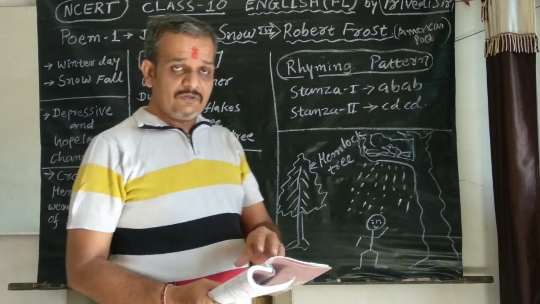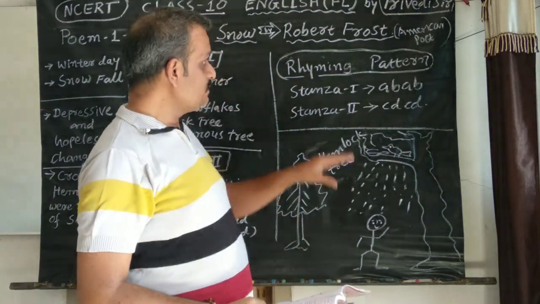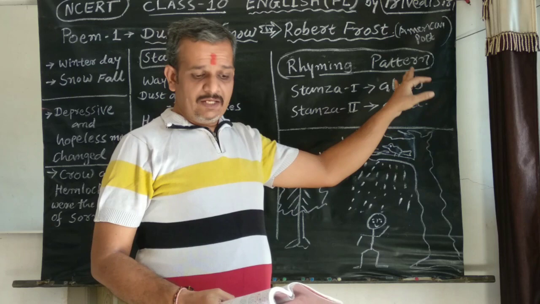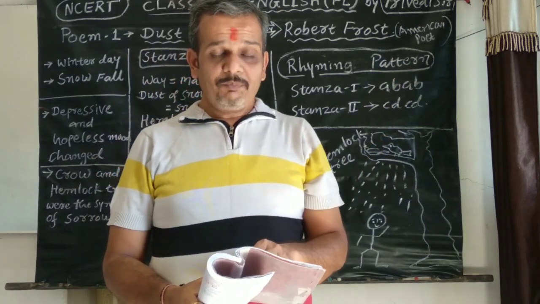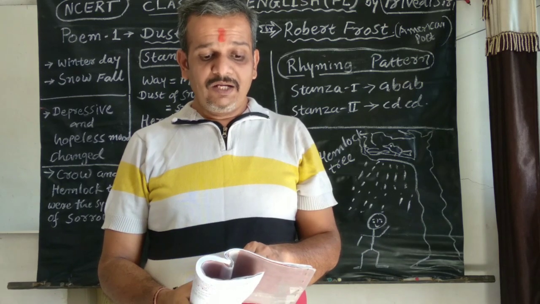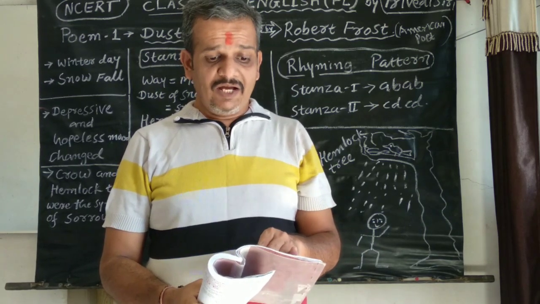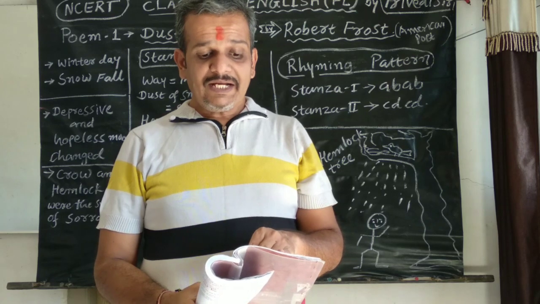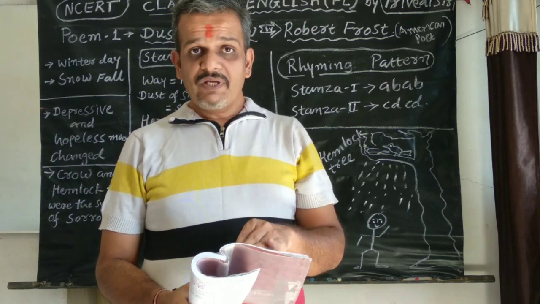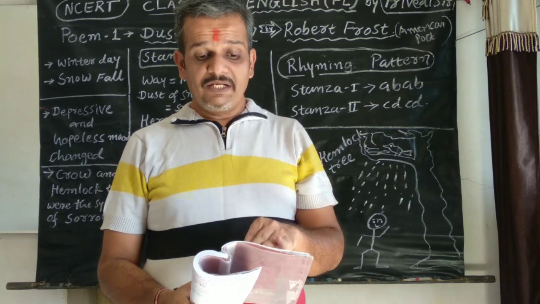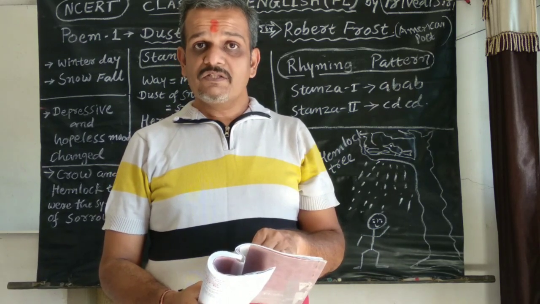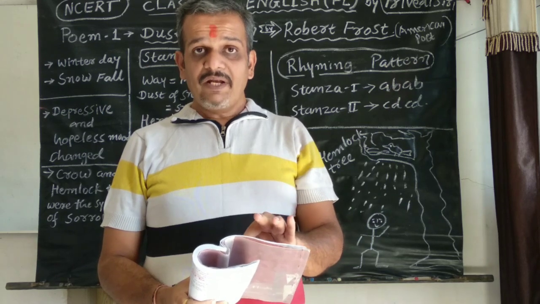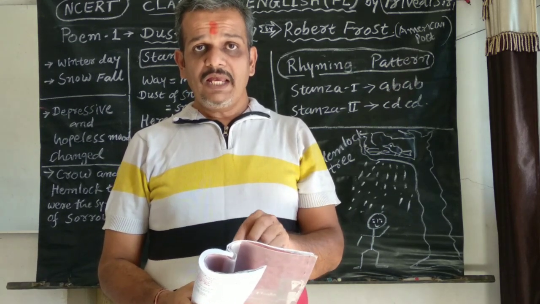So now all of you have to know about the rhyming pattern. Stanza 1 is found to be A, B, A, B. A, B, A, B means the last word of the first line and the last word of the third line are the same, like the rhyming pattern, crow and snow. Like that, it is the second line and the fourth line. They are nearly the same in pronunciation. In the second line, the last rhyming word is me, and in the fourth line, the rhyming word is tree. So in the first stanza, the rhyming pattern is A, B, A, B.